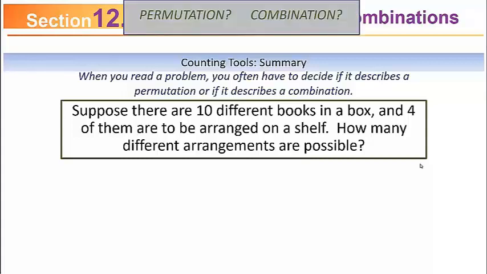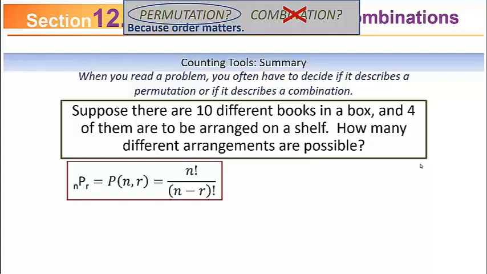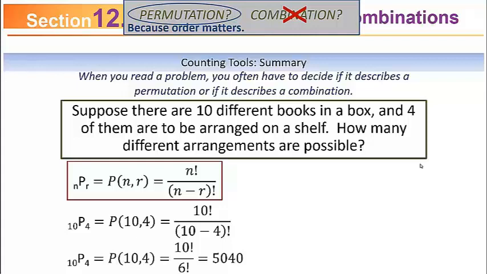So that makes it a permutation because order matters. If you get that wrong, of course your answer will be wrong. You have to know here that order matters. You're making arrangements. By definition, that's order. So I use the permutation formula, plugging 10 in for n and 4 in for r. 10 books, 4 at a time. So that's 10 factorial over 6 factorial. And if you do the calculation, that comes out to be 5,040. There are 5,040 different arrangements of 10 books taking 4 at a time on a bookshelf.